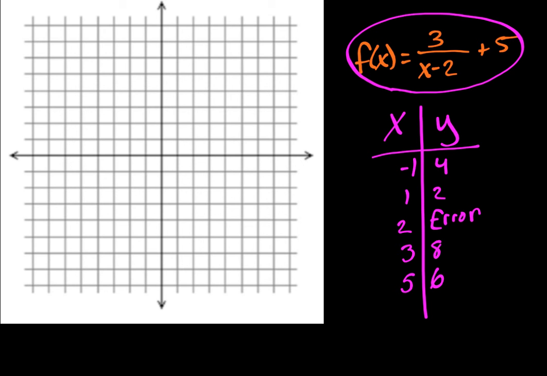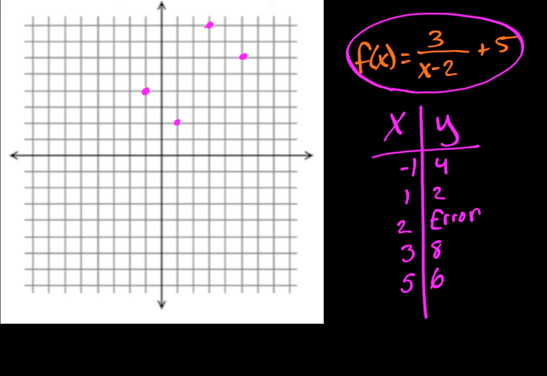So if I graph (-1, 4), that's here. Let's see, (1, 2), here. At 2 there's an error. (3, 8), and (5, 6). Okay, so right now that doesn't help me with the graph, but remember, your test is multiple choice. So if you're looking at the graphs and those points are on the graph, then that's the right answer.